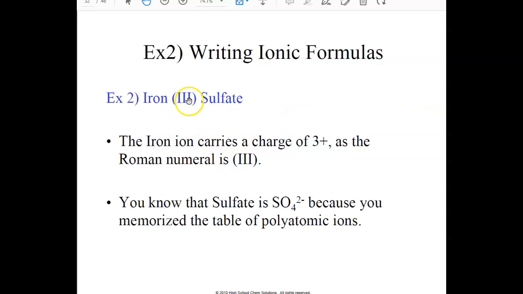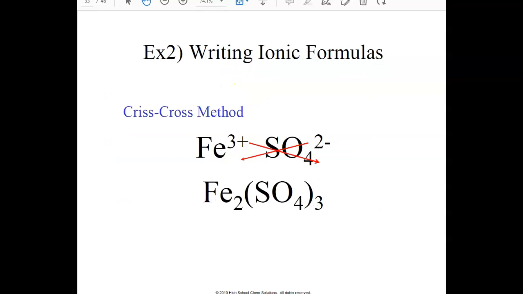Let's take a look at another one, iron(III) sulfate. Well, that 3 tells us that the charge on iron is +3. And sulfate is a -2 charge. So we have the least common multiple is 6. So I'm going to need 2 irons and 3 sulfates to balance out the charges. And here's my chemical formula.